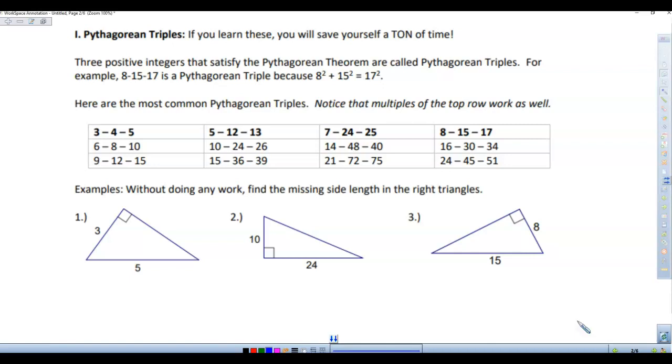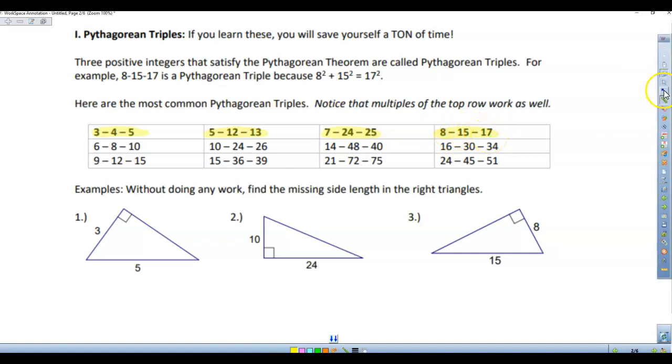All right? So, Pythagorean triples are essentially three positive integers that satisfy the Pythagorean theorem. For example, 8, 15, 17 is a Pythagorean triple, because 8 squared plus 15 squared does equal 17 squared. So it's just integer values that satisfy the Pythagorean theorem. One really important thing to understand is that the biggest number must be c, your hypotenuse. So what I have here in this top row are the most common Pythagorean triples: a 3, 4, 5, a 5, 12, 13, a 7, 24, 25, and an 8, 15, 17.